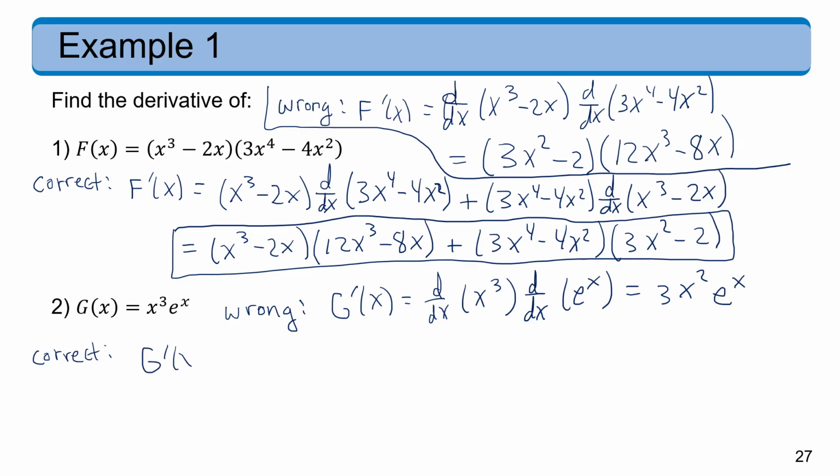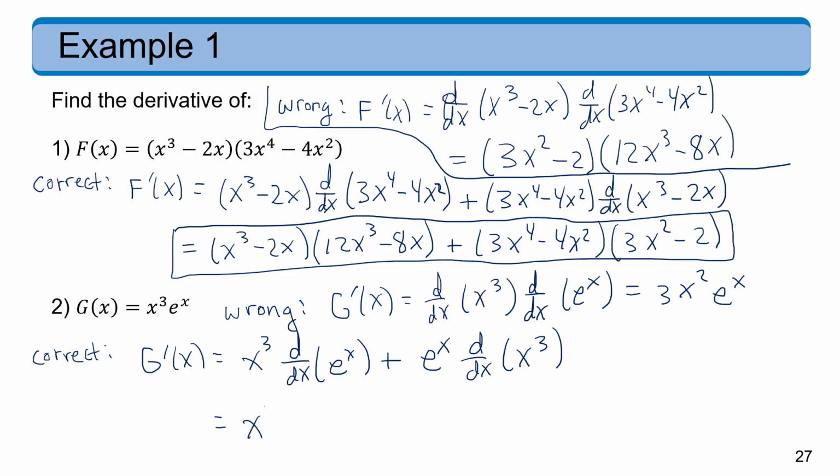So g prime of x equals, so we take first, which is x cubed, times derivative of the second, which is e to the x, plus second, which is e to the x, times derivative of the first, which is x cubed. Now we have two derivatives to compute, so we do a simplification.